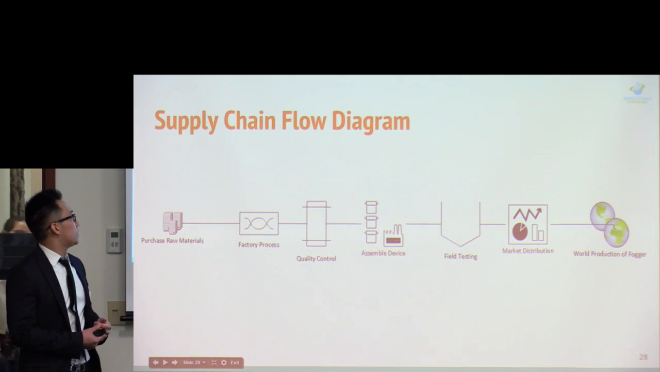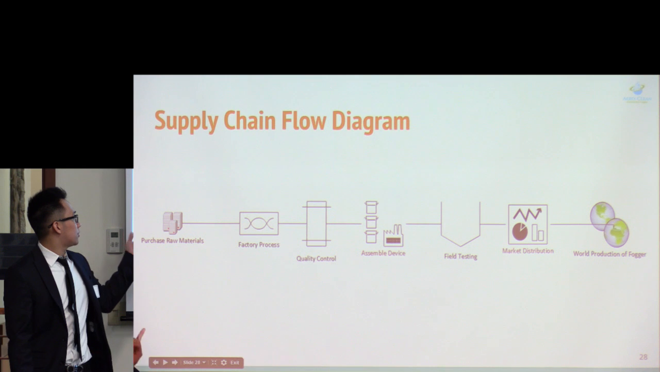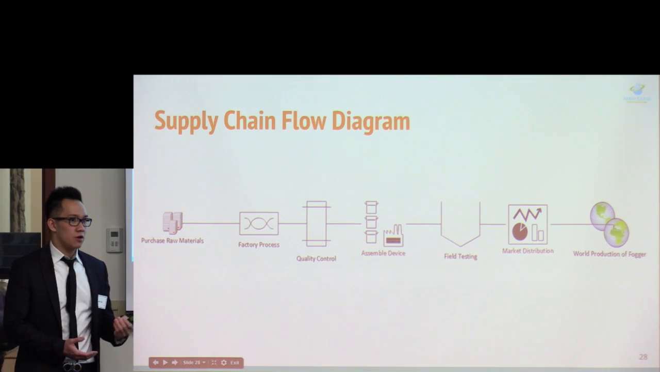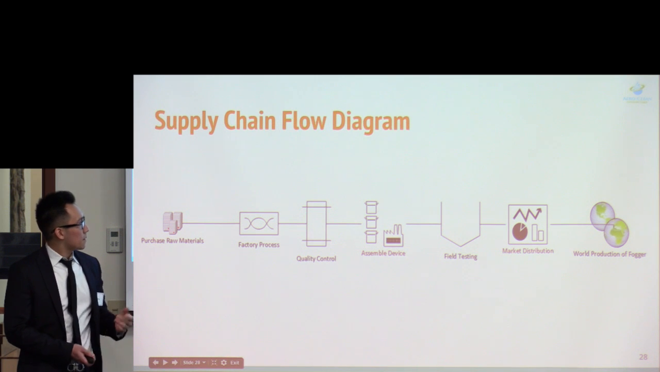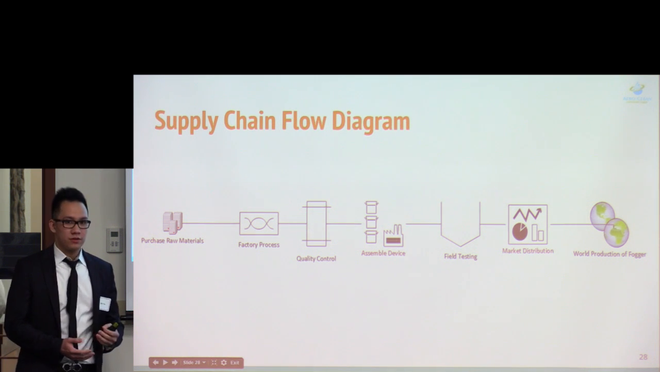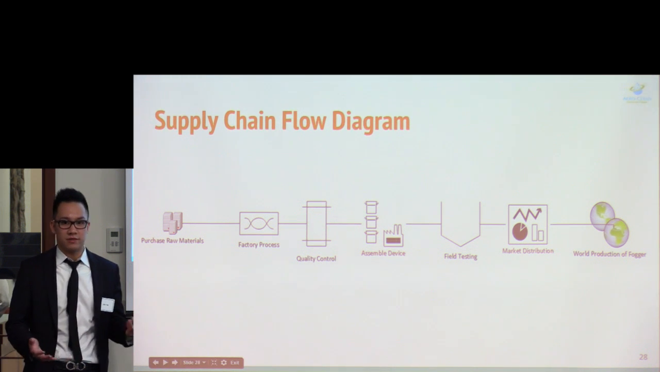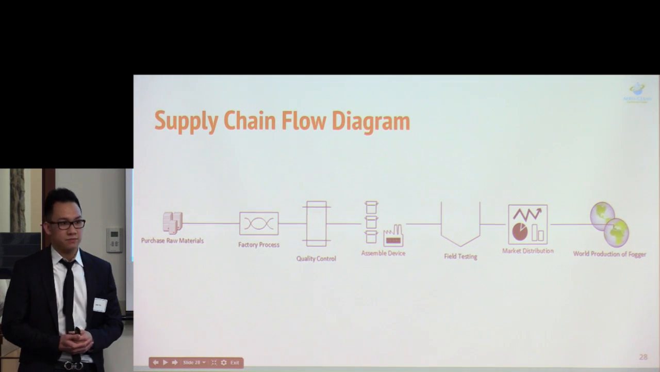So going over the supply chain flow diagram, our company will first purchase raw materials, form our solution through a factory process, quality check our 70% ethanol, assemble our device, field test it for success, and then market our product at a convention, hopefully attract enough investors for a world production of DF16.